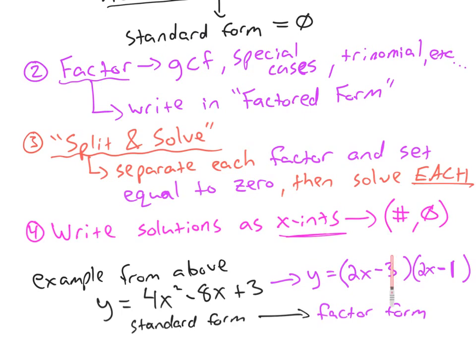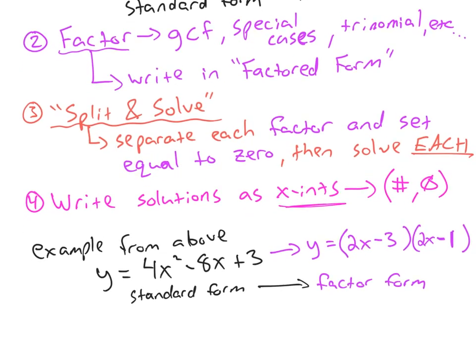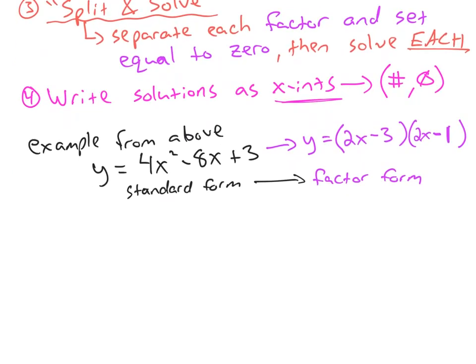Now, we can't see the opposites here. We know it's not crossing through positive 3. We know it's not crossing through positive 1. We know it's some sort of fraction. So instead, we're going to take each of these and set them equal to 0 and solve. Let me move this up a little bit. We have it factored, and now we're going to do split and solve.